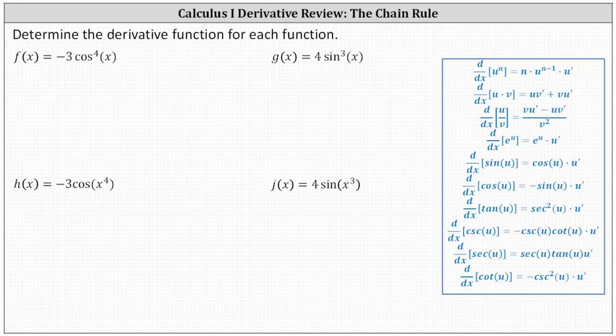When applying the chain rule, we need to identify the inner function, which we often identify as u. To identify the inner function here, it might be helpful to rewrite the function f of x as negative 3 times the fourth power of cosine x. In this form, notice it's easier to identify that the inner function u is equal to cosine x. So if we have u equals cosine x, when applying the chain rule, we also have to find u prime. U prime is the derivative of cosine x, which is negative sine x.